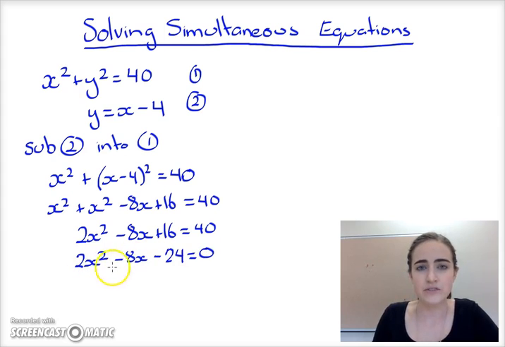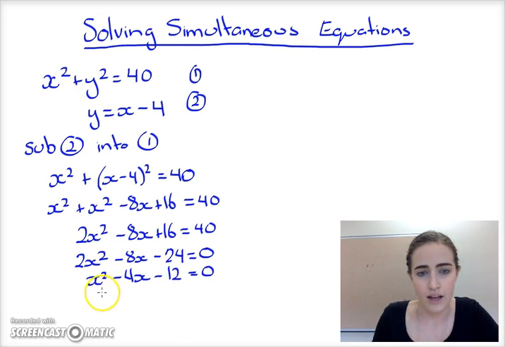Now before we start to factorize it, it's a good idea to notice that these numbers are all even numbers. They're all divisible by 2. So we can actually make this a little bit easier for ourselves if we go through and divide every term by 2. So we'd end up with x squared minus 4x minus 12 is equal to 0. And now we can factorize.